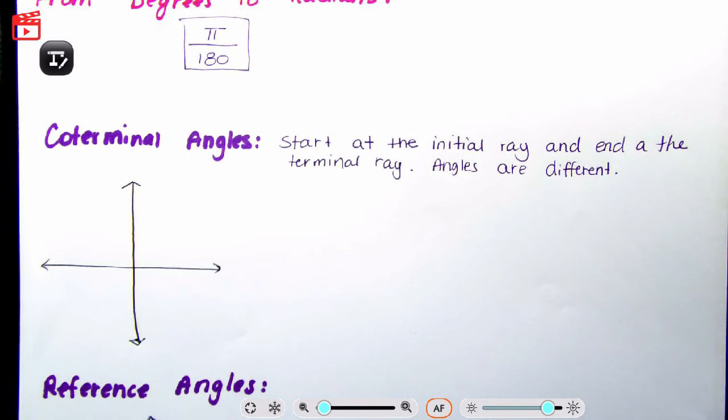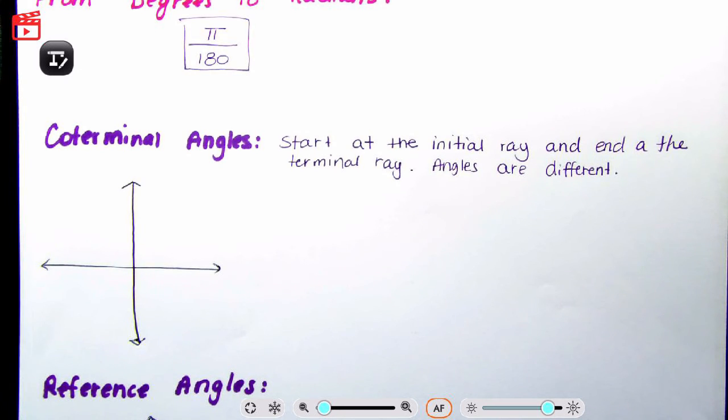So you can have a negative and a positive. You can have one going counterclockwise. You can have one going clockwise, but they start and end at the same spot. They are coterminal. They share the terminal ray. You can have many different rotations. You can have one having 3 rotations. You can have one having 0 rotations and just having a small angle. That can be a coterminal angle.